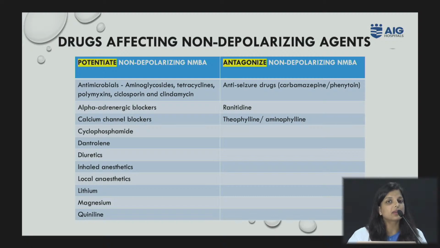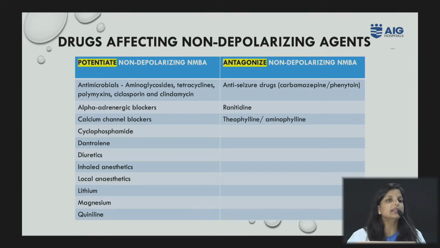So there are certain drugs which also affect our neuromuscular blockers. The drugs which potentiate the actions are antimicrobials like aminoglycosides, tetracycline, polymyxin, cyclosporin, and clindamycin, alpha blockers and calcium channel blockers. Some drugs like cyclophosphamide, dantrolene, diuretics, inhaled and local anesthetics, and lithium and magnesium and quinidine.